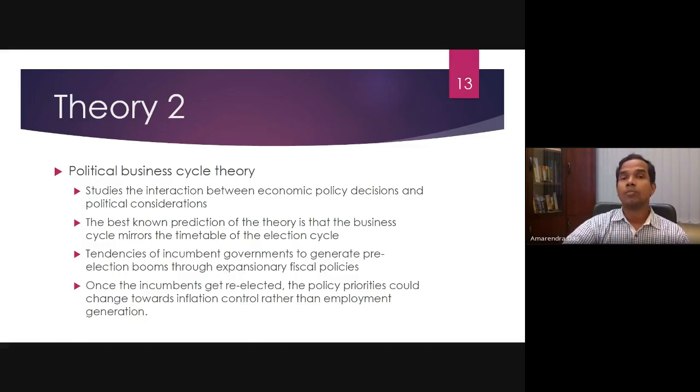And the second theory is the political business cycle theory. It studies the interaction between economic policy decisions and political considerations. The best known prediction of the theory is that the business cycle mirrors the timetable of the election cycle. We see a tendency of incumbent governments to generate pre-election booms through expansionary fiscal policies. And once the incumbent gets re-elected, the policy priority could change towards inflation control rather than employment generation. So just with re-election, a lot of new schemes are announced so that people feel the government is doing a lot, with a lot of welfare measures. That could put inflationary pressure, but the politically motivated fiscal authority would not mind that.